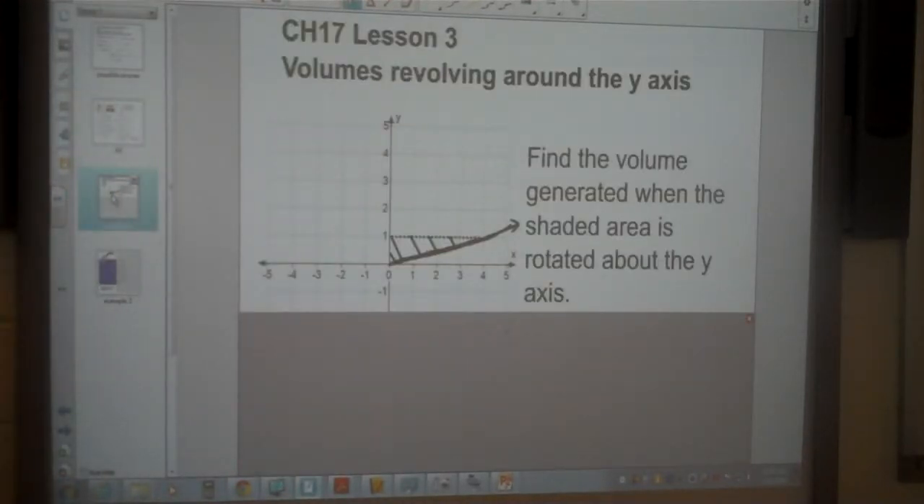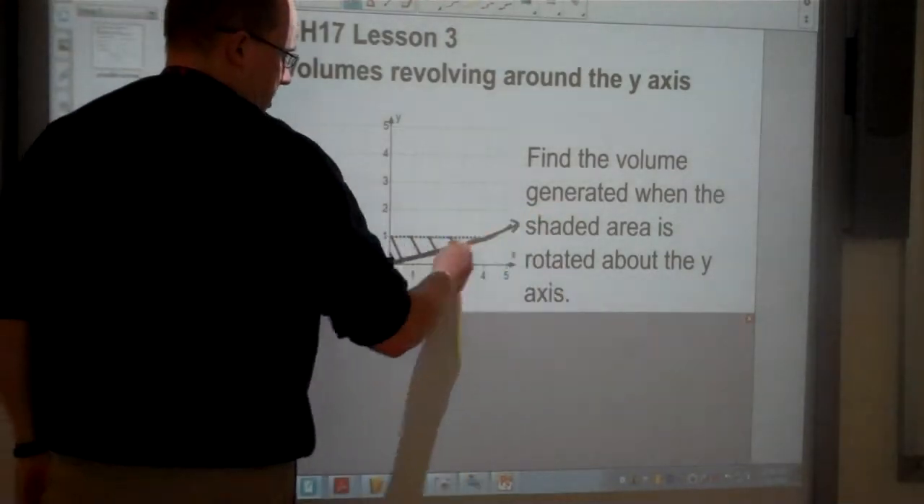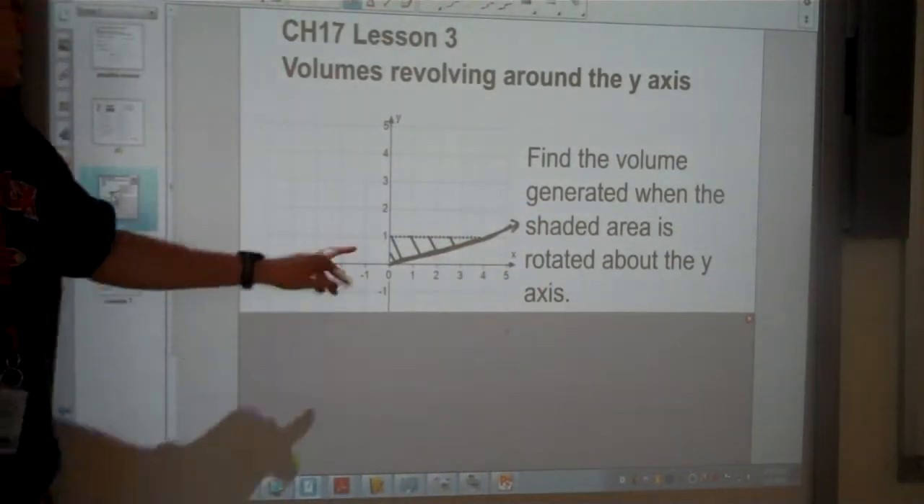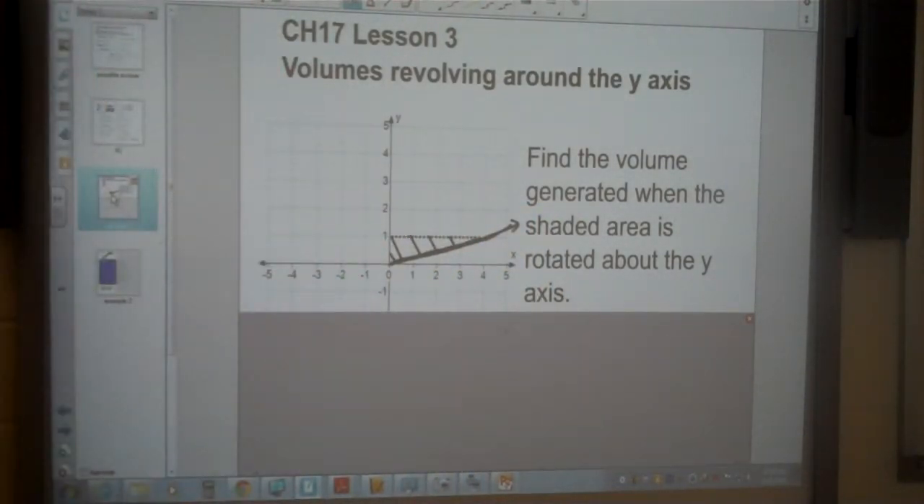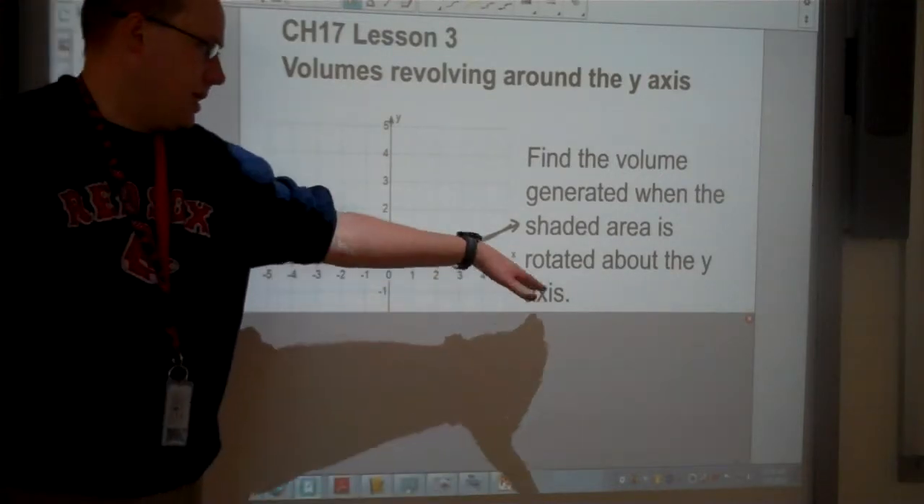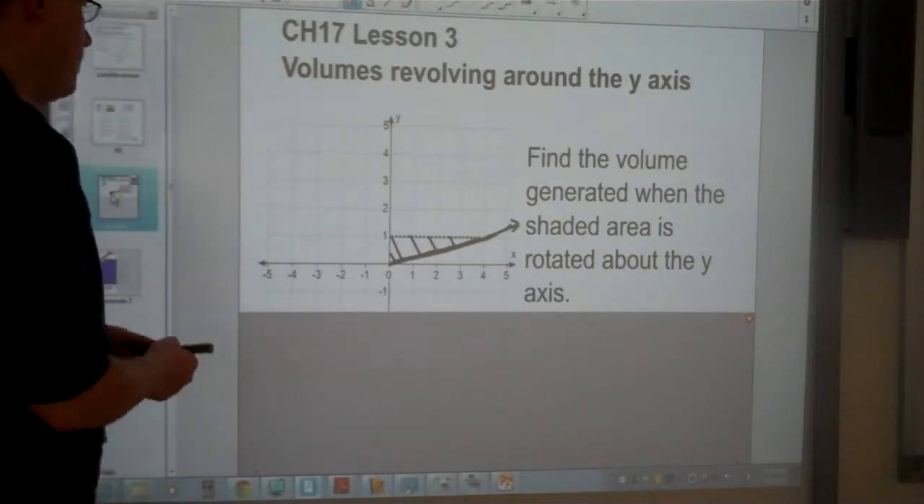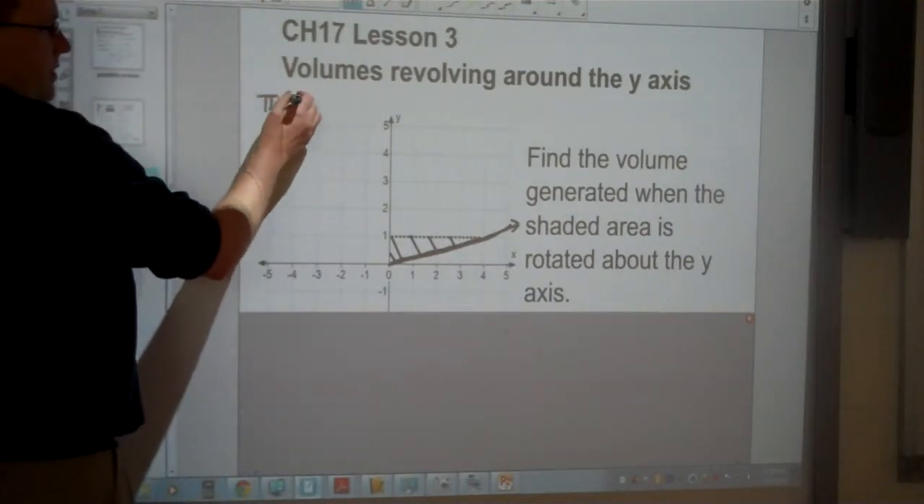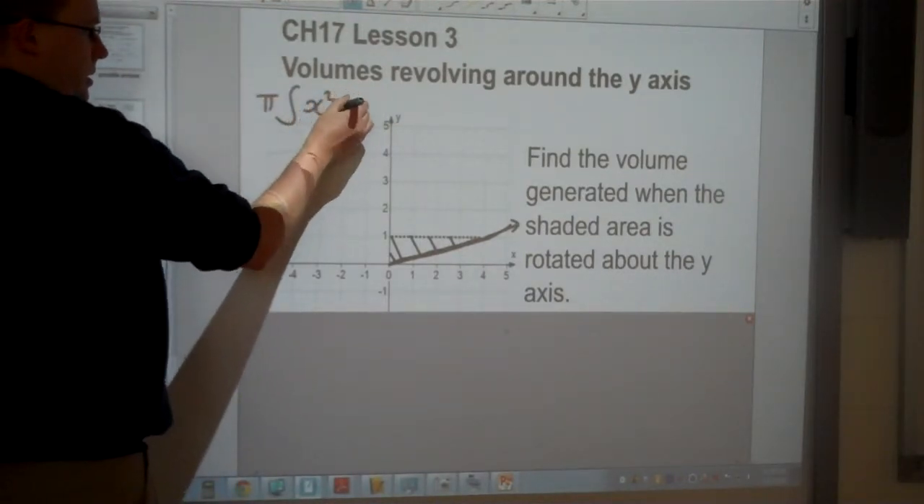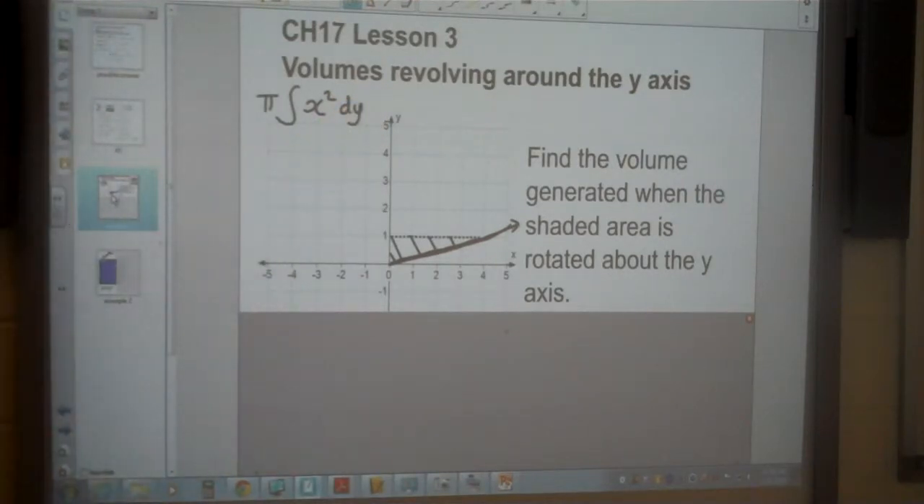Now for today's lesson we're going to be looking at volumes revolving around the y-axis. So I've got my graph drawn here. This is supposed to be a straight line. You can see the shaded area here, but this time it says it's rotated about the y-axis. So one thing we would need straight away is the formula for that, and from the previous lesson it's pi times the integral of x squared dy.